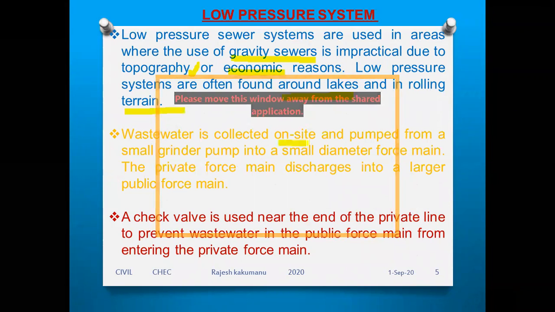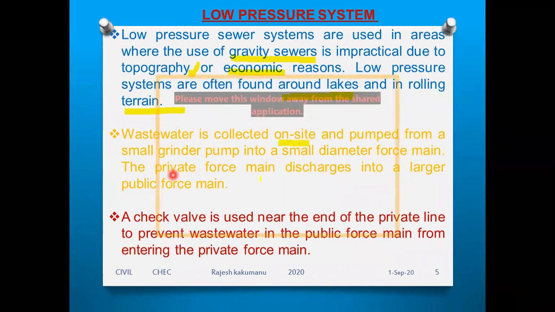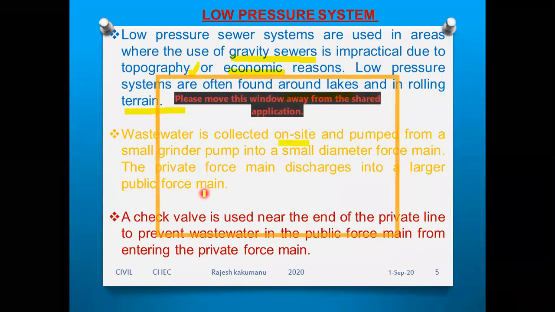So here the wastewater is coming. The wastewater is pumped from the small grinder pump into the small diameter force main. Next, the private force main discharges into the large public force mains. So how are they collected here? They are collected by using the pump and collected in small areas, right? Later from the small areas, they go to the very big public domain, where you have a big area of collecting the sewage.